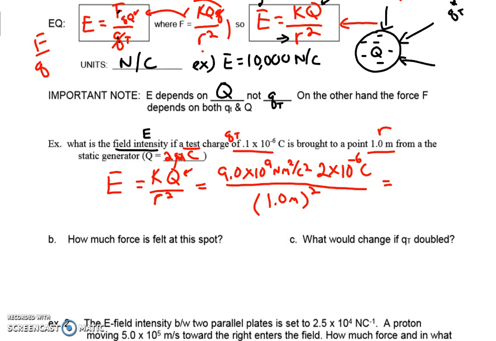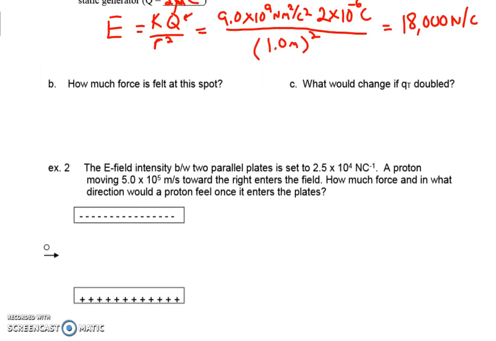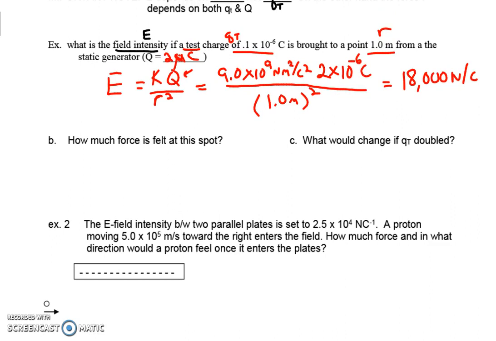We work that out, and I suggest you type this on your calculator. You will find that the field intensity is 18,000 newtons per coulomb at a spot 1 meter away. That's pretty high. So let me remind you what that number means. If we wanted to bring 1 coulomb, which is a huge amount of charge, to a spot 1 meter away from our static generator, we would feel 18,000 newtons at that point. So if we wanted to bring a small charge to that, it wouldn't require as much force. In fact, let's look at that.